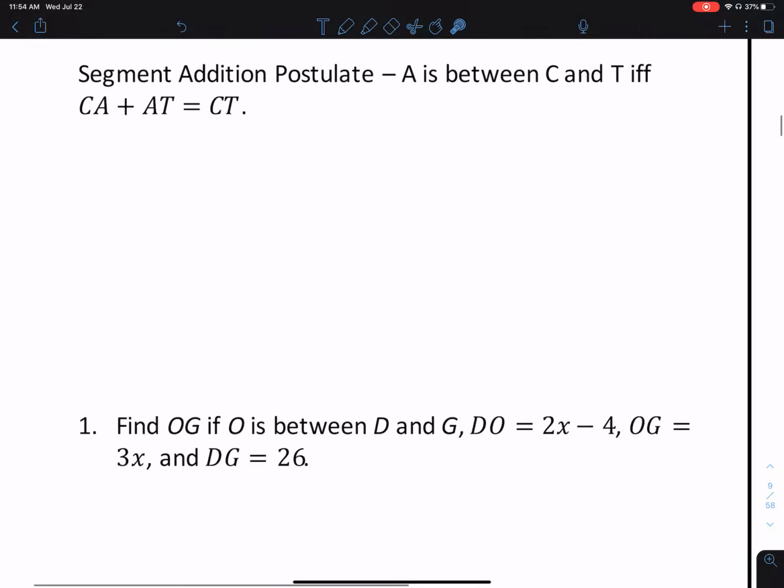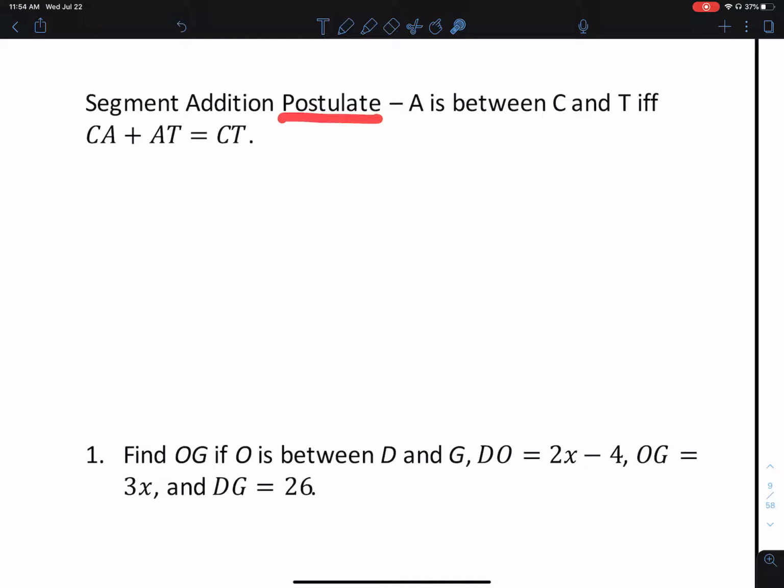Segment addition postulate. Remember, a postulate is something that we assume is true because it seems pretty obvious. This has an if and only if in it, so we can do this forwards or backwards. So let's do it forwards. If A is between C and T, then CA plus AT equals CT. At first glance, it's like, whoa, that is complicated. Let's draw a picture and see that it's not complicated. So first of all, if A is between C and T, here's how I could draw that. Here's C, here's A, and here's T.